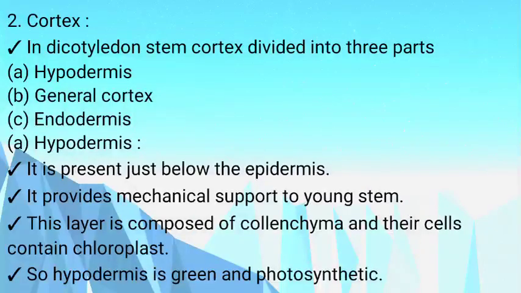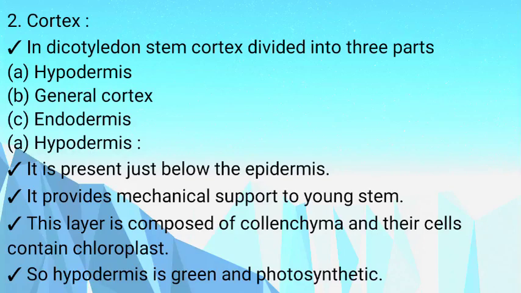The second one is cortex. In dicot stem, cortex is divided into three important parts such as hypodermis, general cortex and endodermis. Hypodermis. It is present just below the epidermis. The hypodermis of dicot stem provides mechanical support to young stem. This layer is composed of collenchyma and their cells contain chloroplast. So hypodermis is green and photosynthetic.